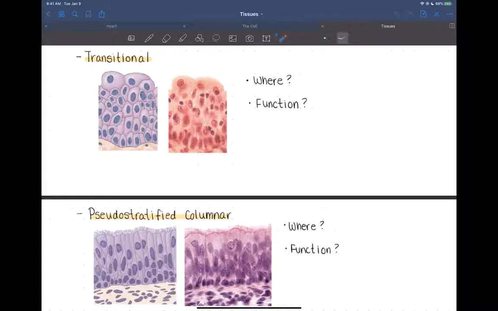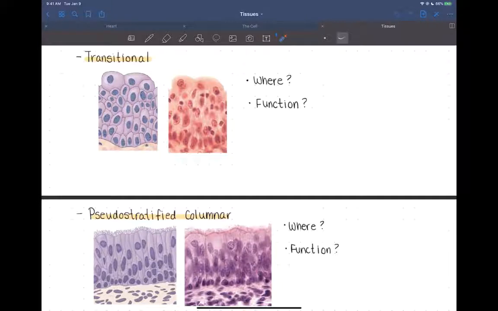So let's start with the transitional tissue, okay? And so the reason transitional tissue is called transitional tissue is because it can change the shape of the cells, right? It can transition from, and remember, when we're talking about the shapes of the cells, we're talking about the cells on the top, right? So these cells. So it can change the shape of those cells for different functions, all right?